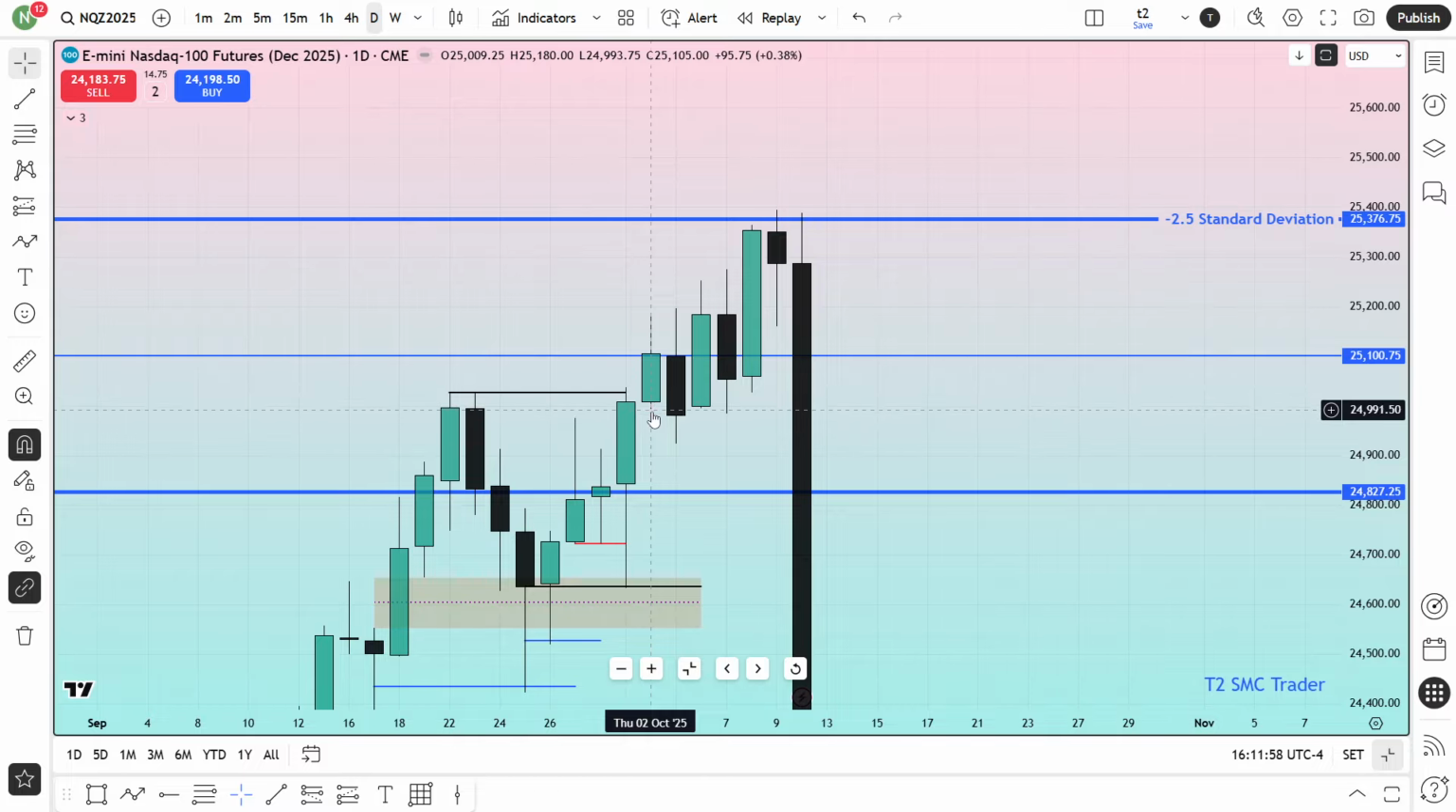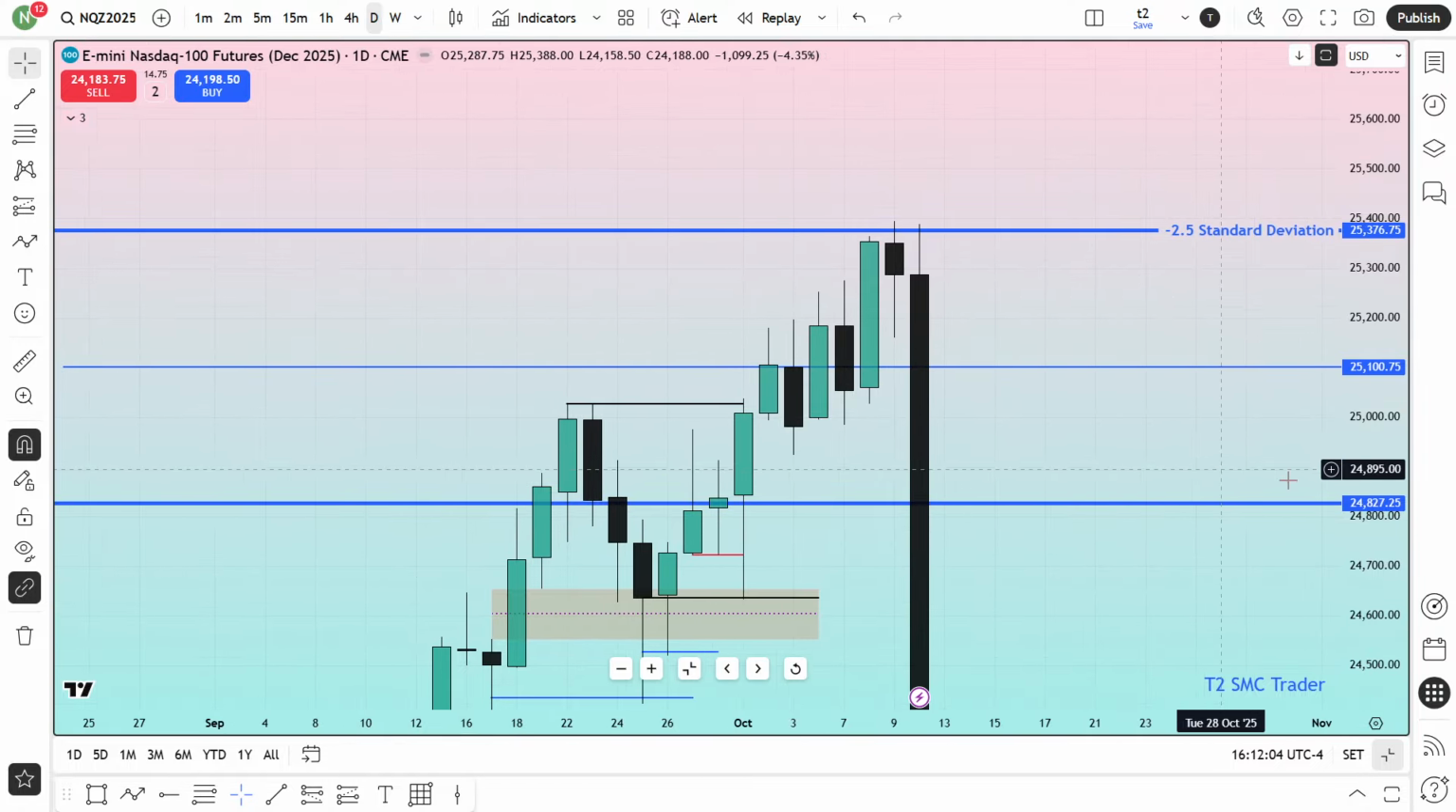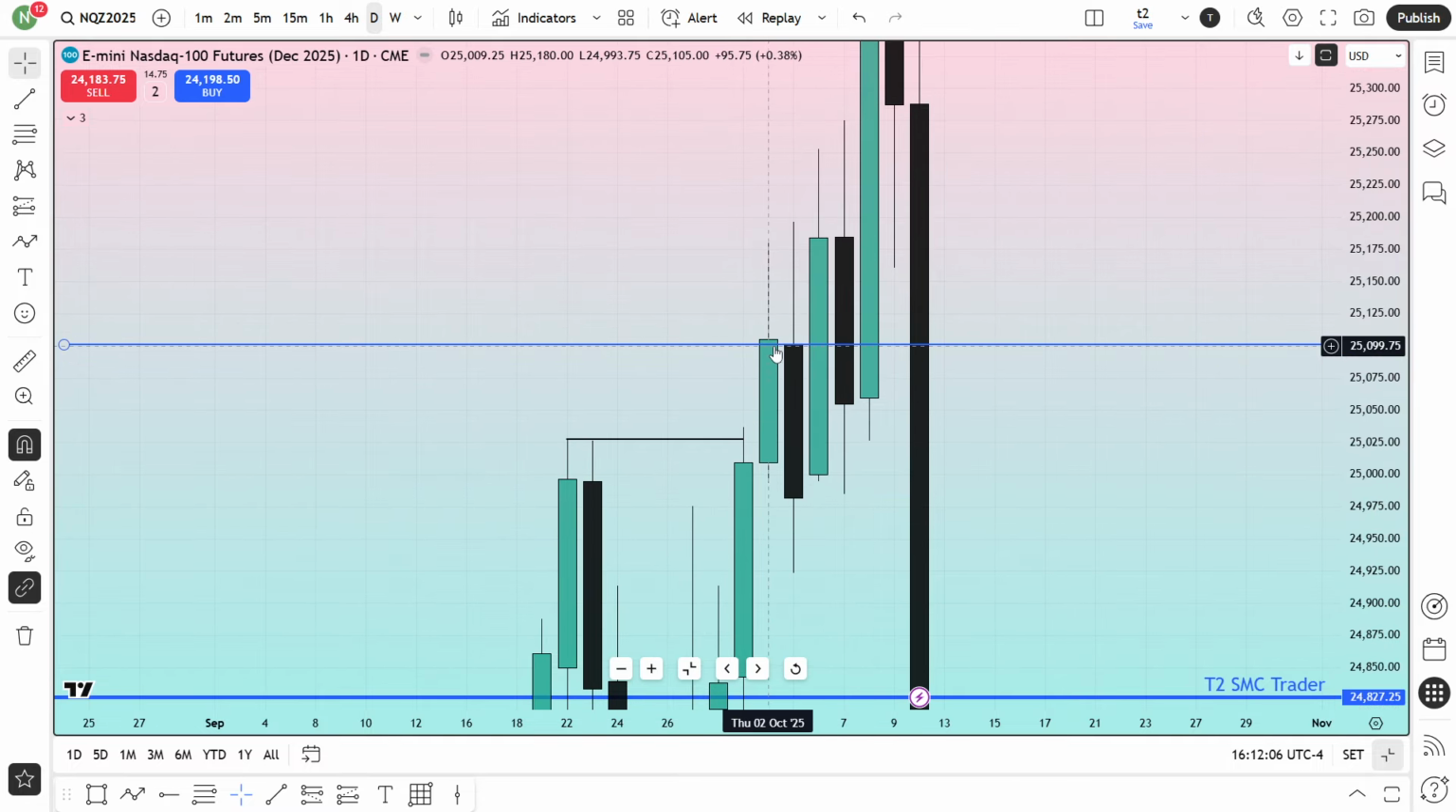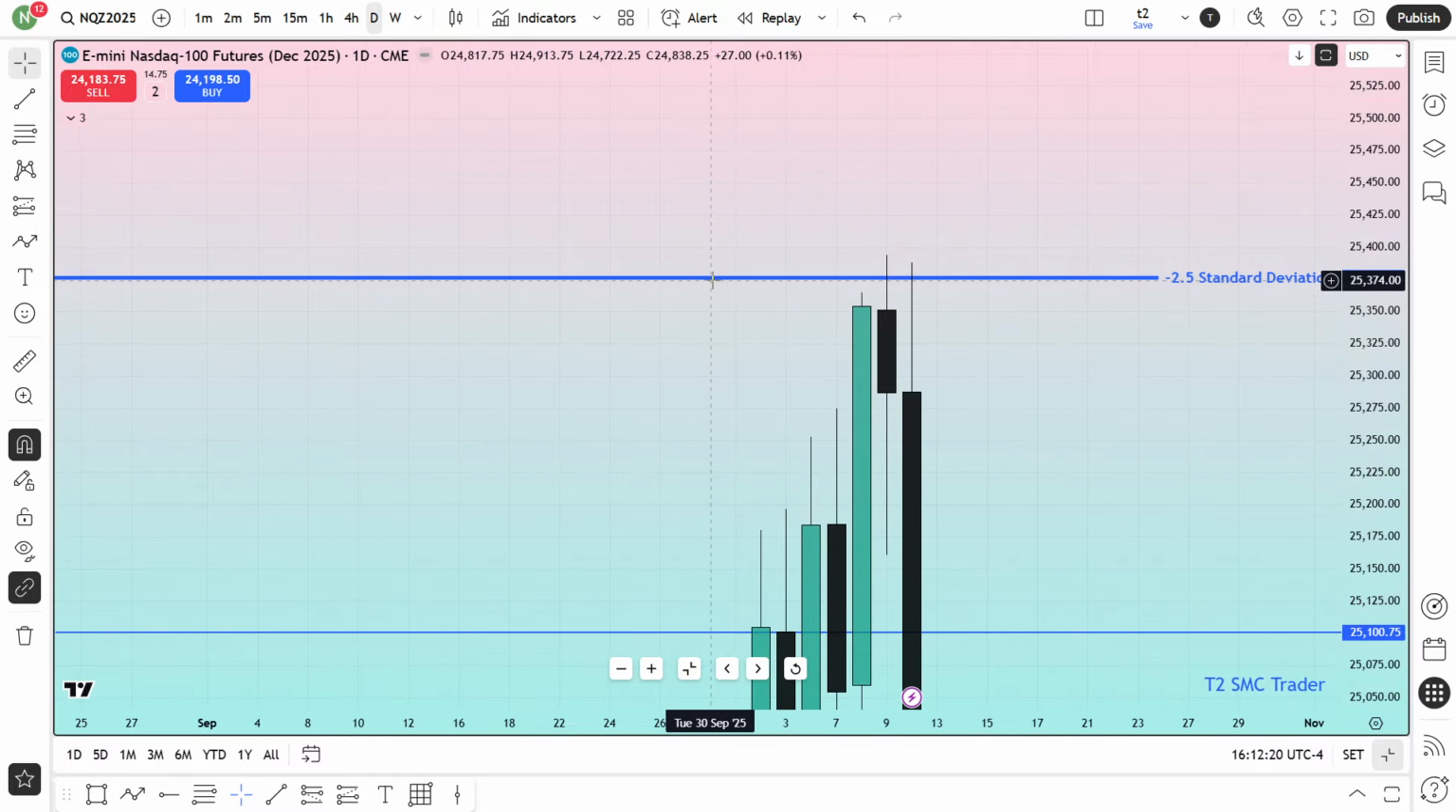Next day, the market opened, went a bit lower, came back again to -2 standard deviation. Now, here, when I saw this candle close above this line, I clearly said that I don't like this type of close actually. So I'm expecting the reaction from that -2 standard deviation. I'm not interested to see it keep going higher and come over here.